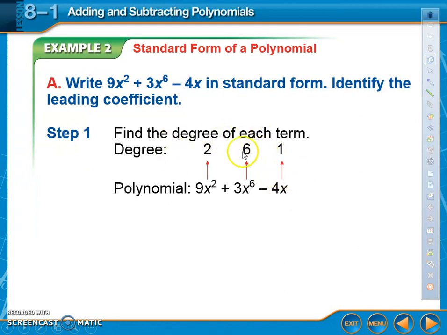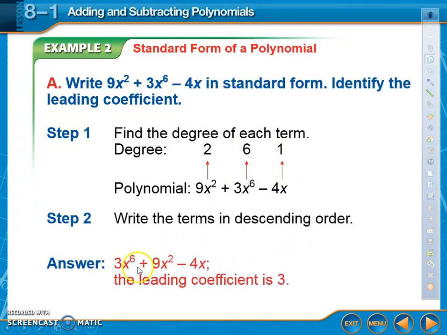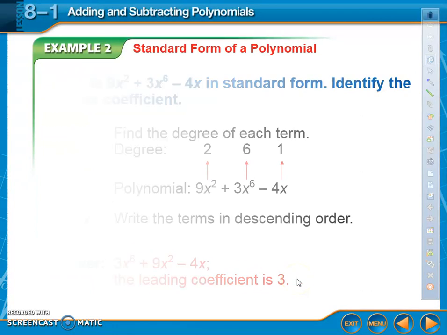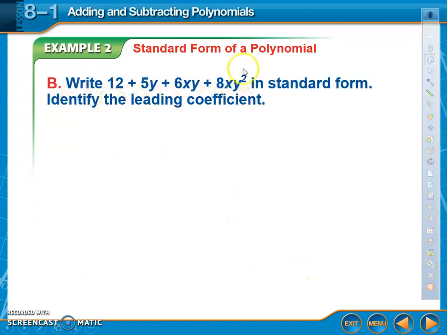And you're going to rewrite this in descending order. So you're going to start the biggest and then go to the smallest. So 3x to the 6th, 9x squared, minus 4x. Leading coefficient means what is attached to the leading term right there, the number out in front of the variable, and it's 3.